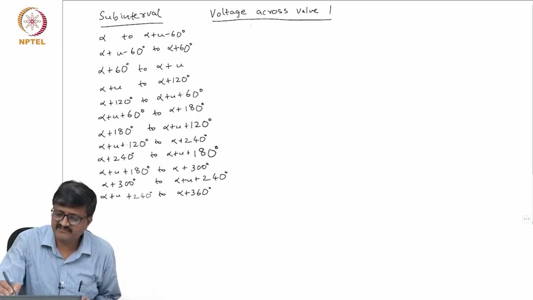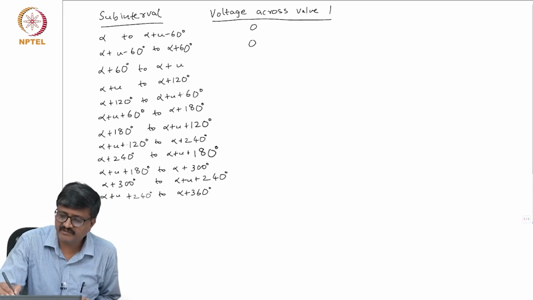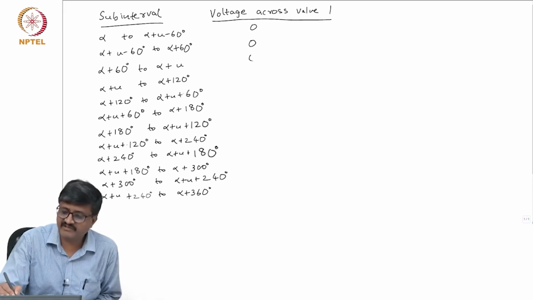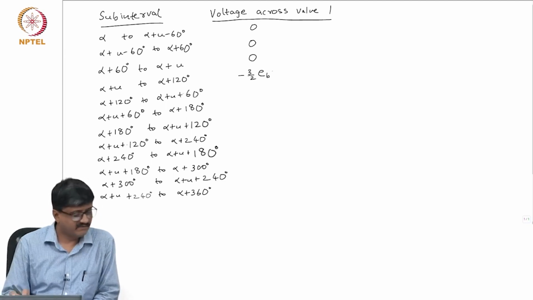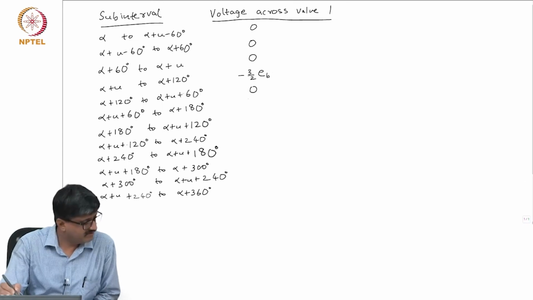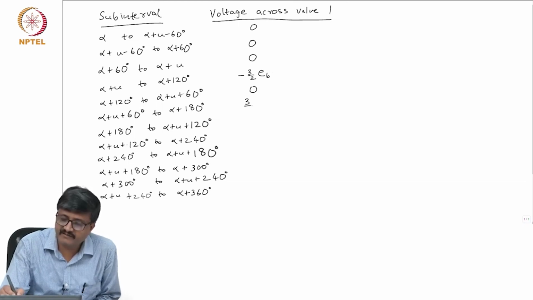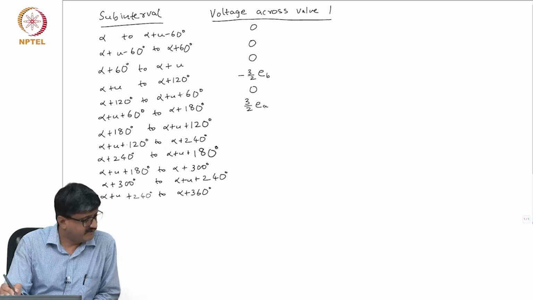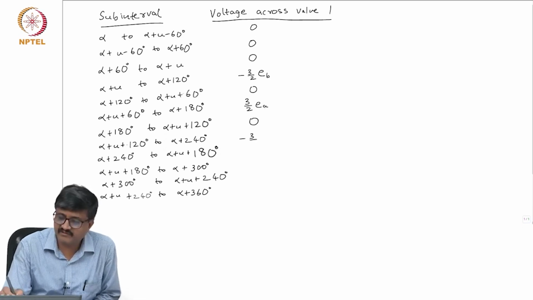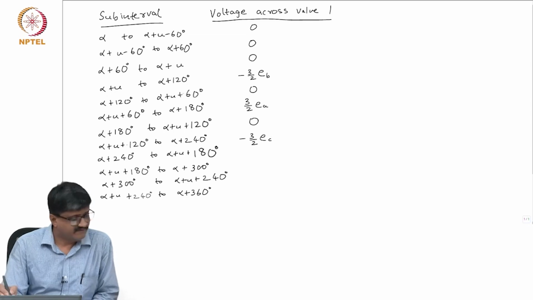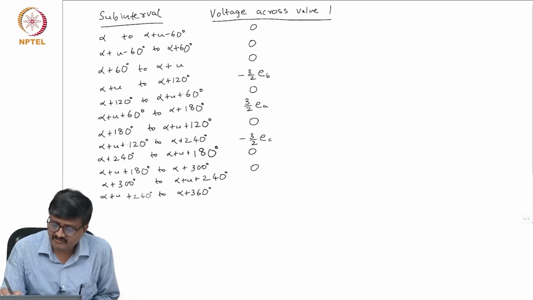So we have in the first subinterval 0, second subinterval 0, third subinterval 0, then in the fourth subinterval it is minus 3 by 2 EV, then 0, then 3 by 2 EA, then 0, then minus 3 by 2 EC, then 0, 0, 0, 0.